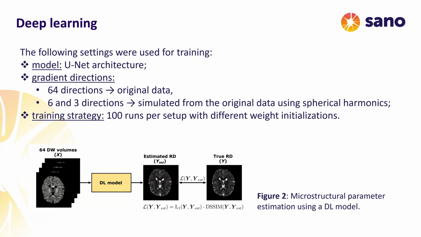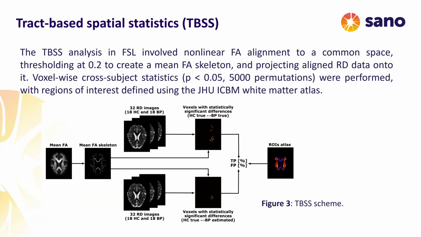In each configuration, we trained the model 100 times with different weight initializations to evaluate the stability of the training process. Instead of relying solely on the standard metrics, we also performed the tract-based spatial statistics analysis. And this kind of analysis allowed us to detect the statistically significant differences between bipolar disorder patients and healthy controls.